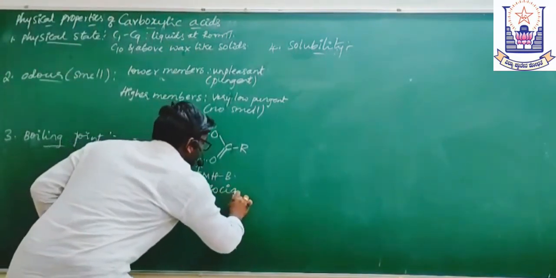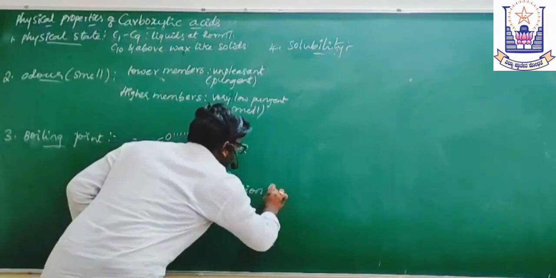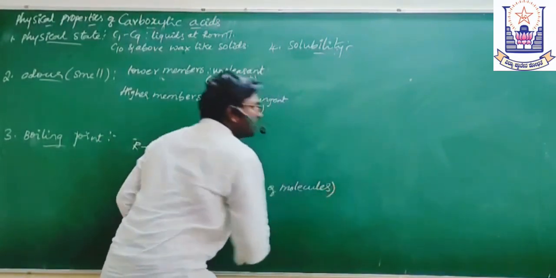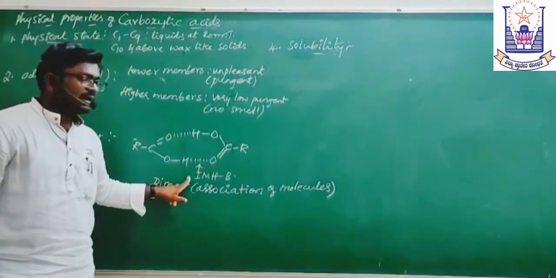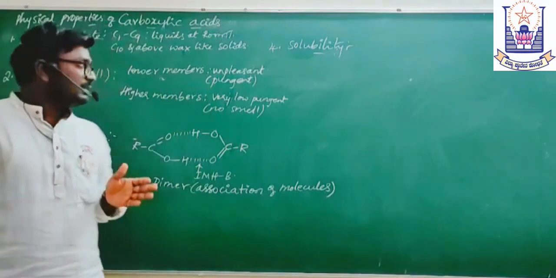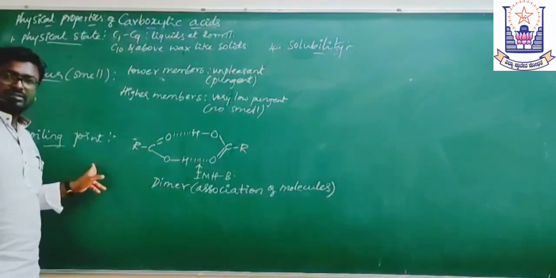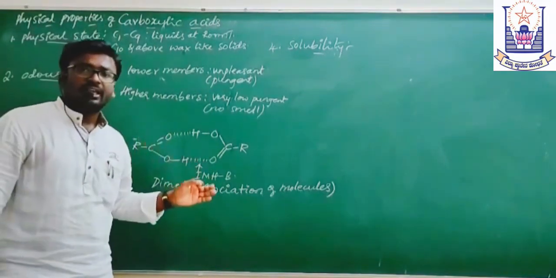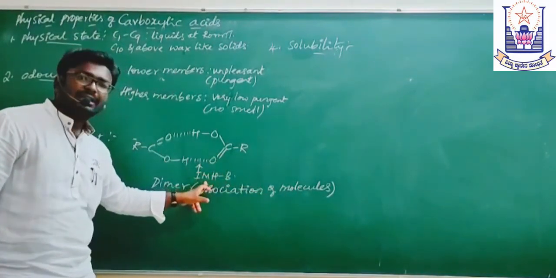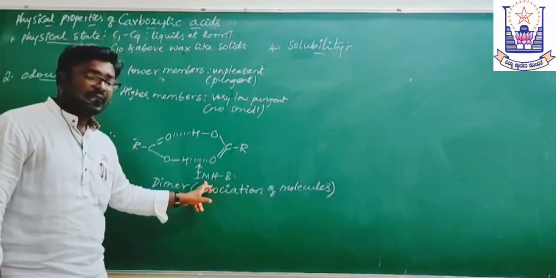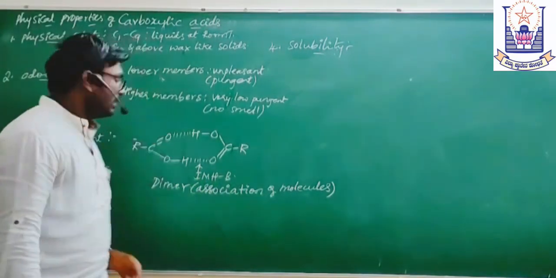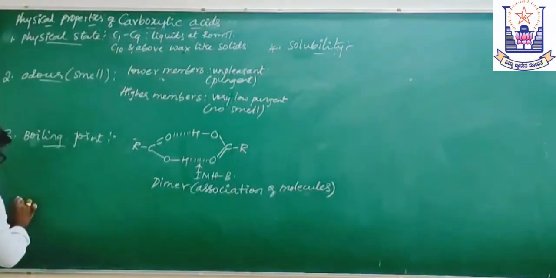Due to the association of molecules through intermolecular hydrogen bonding results in high BP. The higher boiling points of carboxylic acids is due to the association of molecules through intermolecular hydrogen bonding. Okay. Now order of BP.